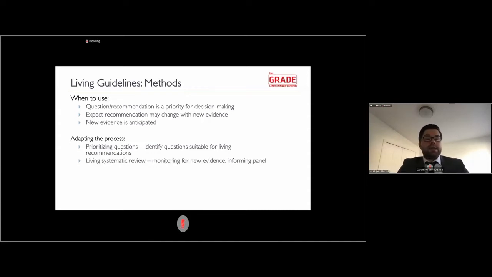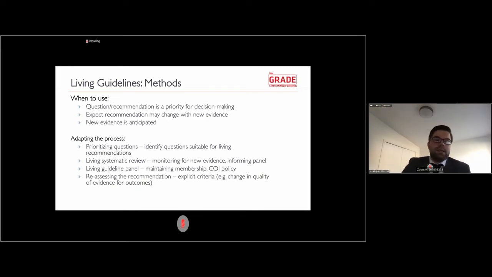For conducting the evidence synthesis, we would need a living systematic review where we monitor for new evidence, we inform the guideline panel of new evidence, and assess the new evidence as it becomes available. For the living guideline panel, we need to maintain membership of the panel, the appropriate balance of expertise, considering that a living guideline will now take a longer specific period of time for which we need to maintain the panel. And as well, we need to maintain the conflict of interest management policy as membership changes, for example, as conflicts potentially change over time.